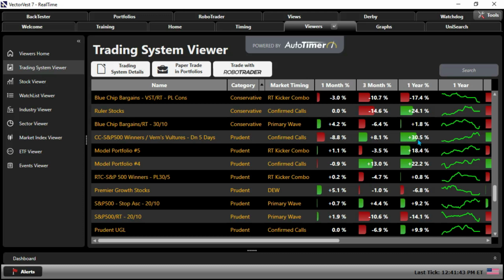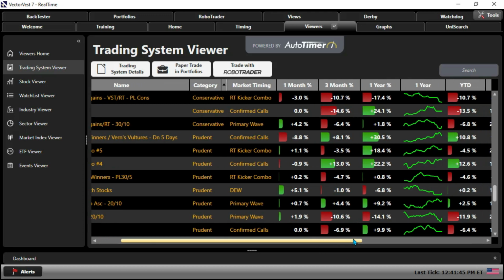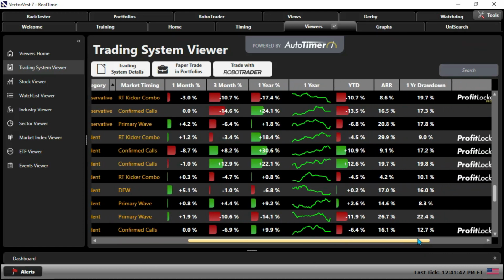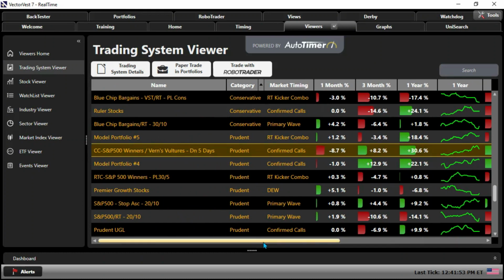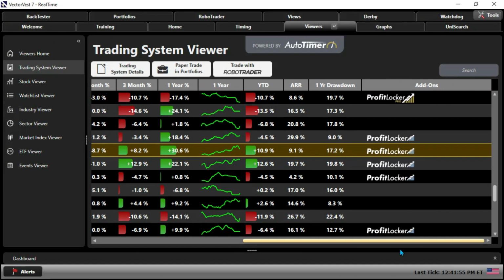Let's go check that out. Look at that. Where was that? I lost it. Where was it? Right here. Let's see if I highlight it. There we go. It's up. Annualized rate of return of 9%, up 30% for the year. Year to date from the beginning of the year, up 10%. It's got a drawdown of 17%.